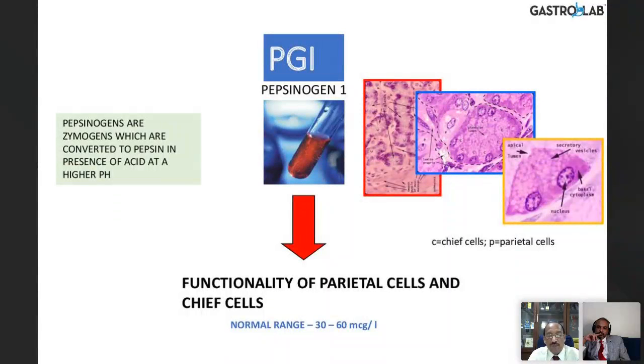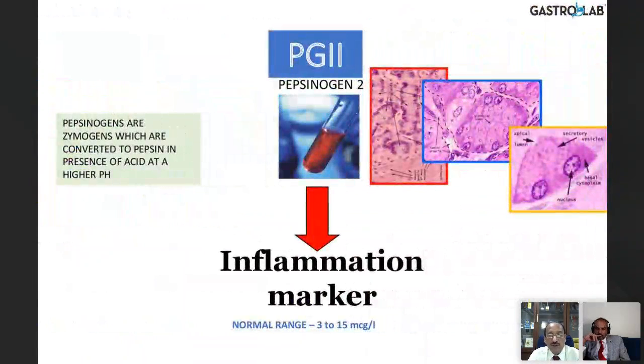This is produced from the corpus, I said. Pepsinogen 2 is produced by the entire stomach. So these are zymogens which are converted again into pepsin by the action of acid, and the normal range is lower at 3 to 15 microgram per liter.